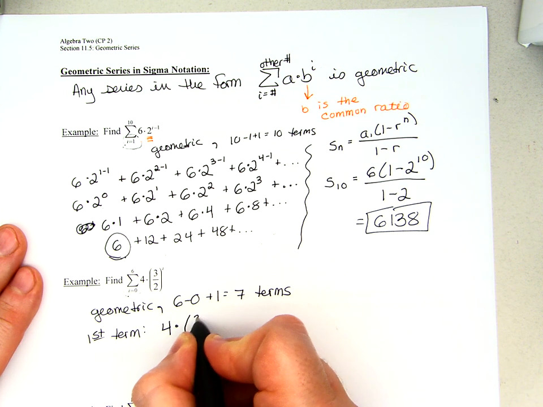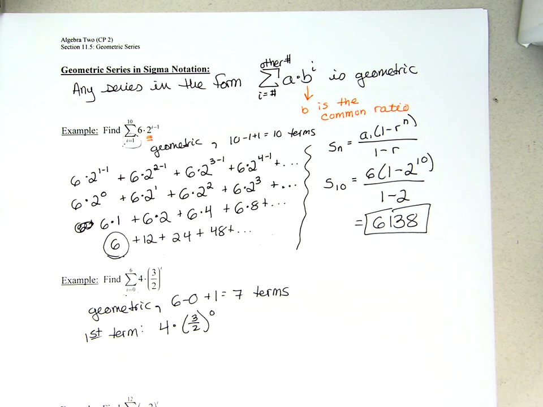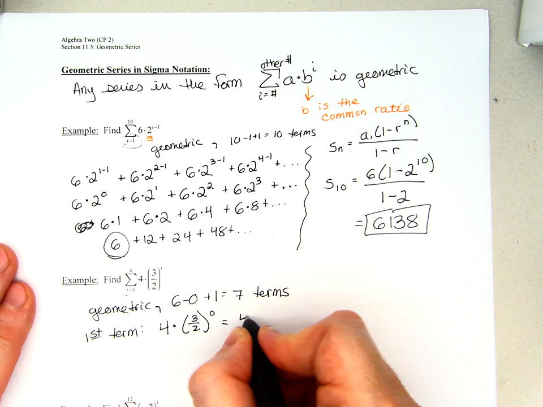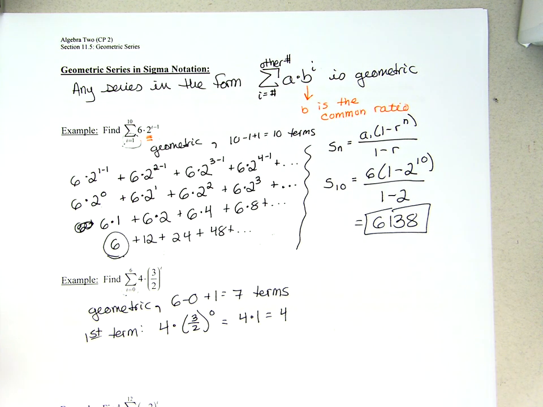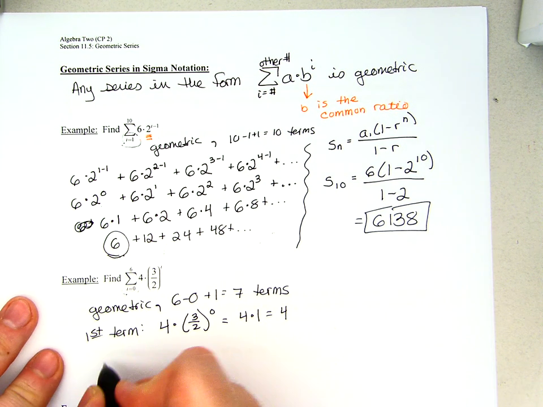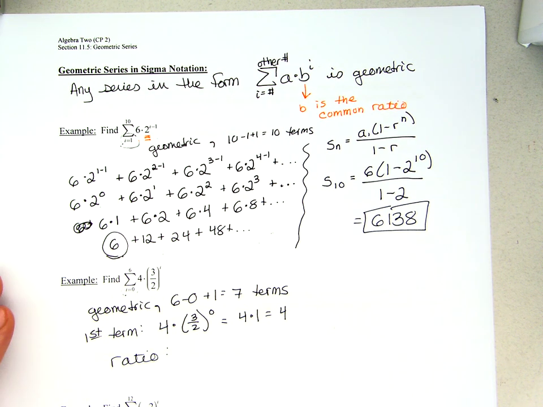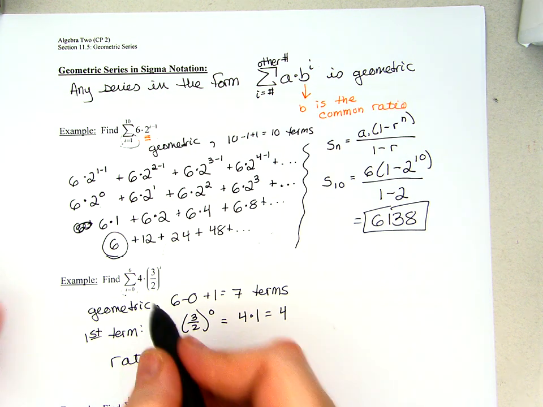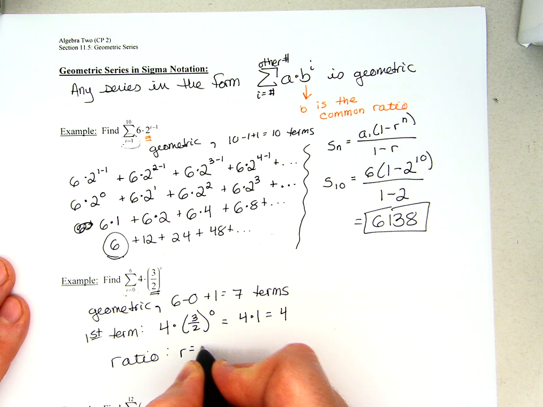You're going to get 4 times 3 halves to the 0. Please tell me what the first term is. Well, 3 halves to the 0 is 1, so this is 4 times 1. Your first term is 4. What is the common ratio? Remember our new trick. What's that ratio? The ratio is the thing I'm raising to my variable power. It is 3 halves.